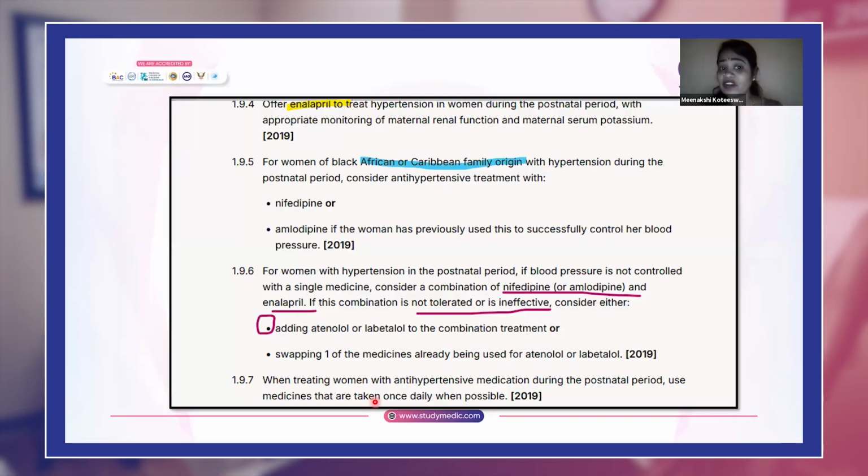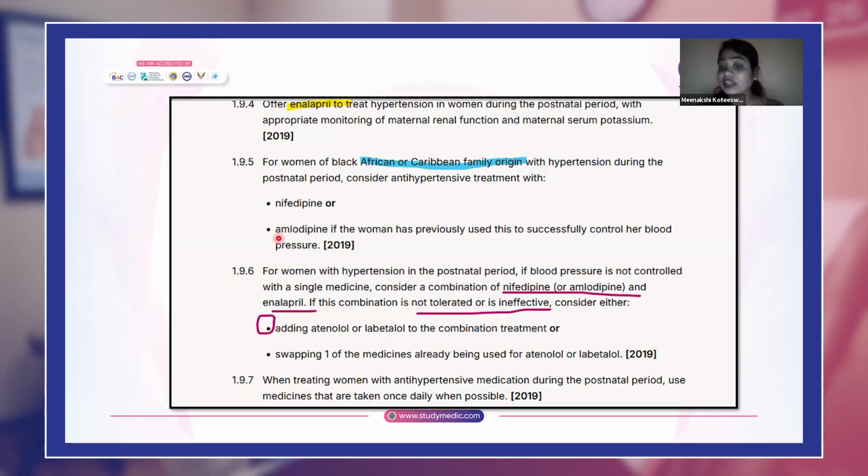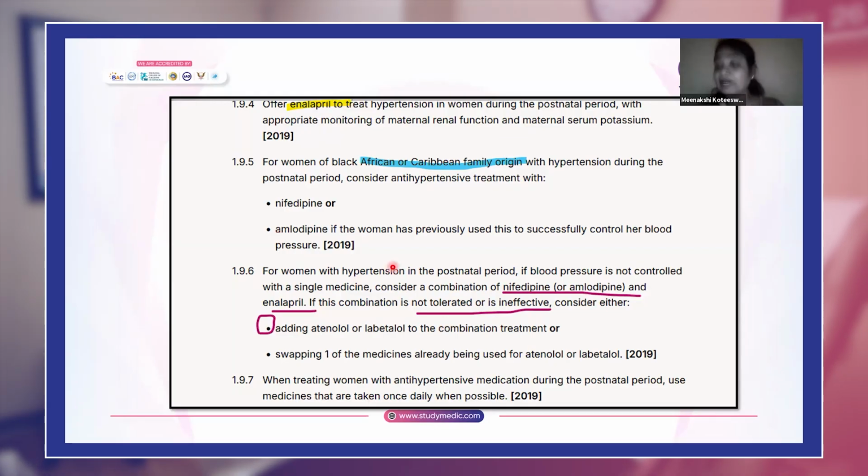Followed by that, you have to go for nifedipine or amlodipine. But otherwise, only if this doesn't work, then you add labetalol or atenolol to this. The beta blockers come next line.